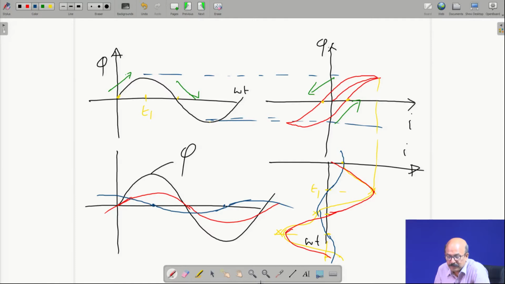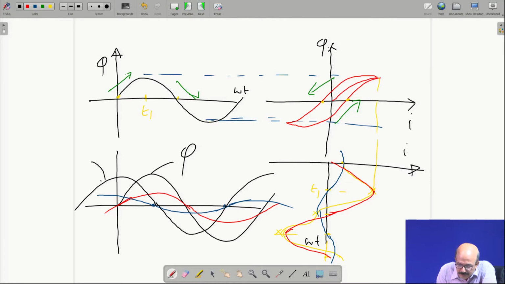And if I put those V1, E1 here, what was V1 last time? V1 was something like this, and it was ahead of the flux by 90 degrees. So now you have two components of the current flowing through the coil.